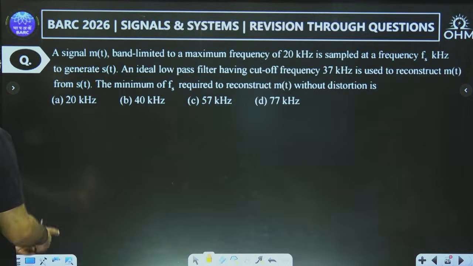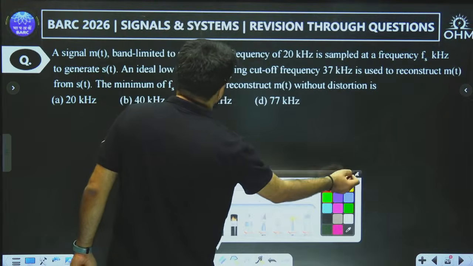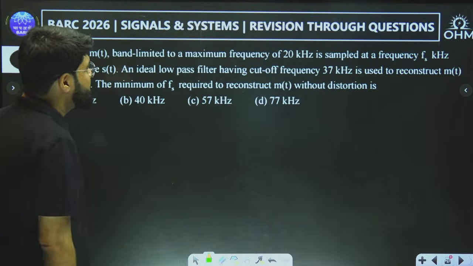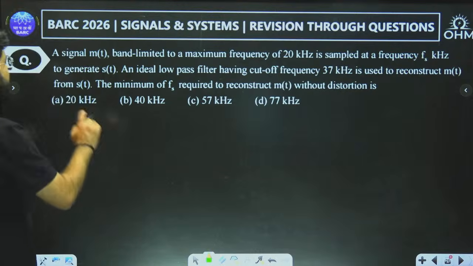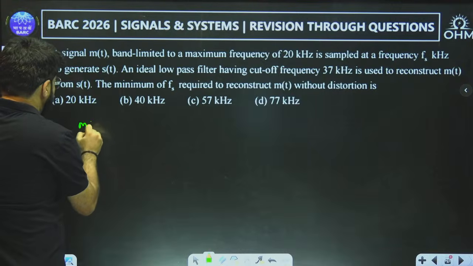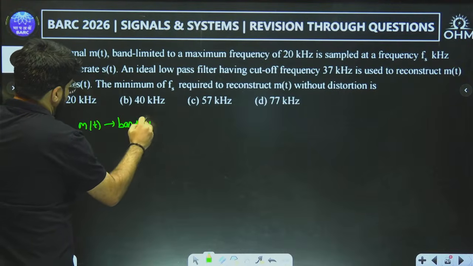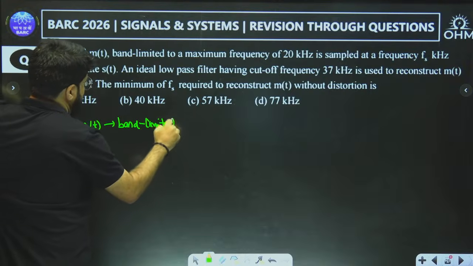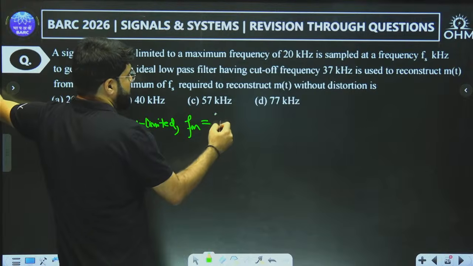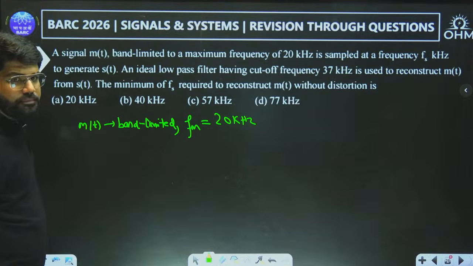Let's do it. A signal m(t), band limited to 37, band limited to a maximum frequency of 20 kilohertz is sampled at fs to generate s(t). Now first of all, what is the signal m(t)? It is band limited, with the maximum frequency component 20 kilohertz.